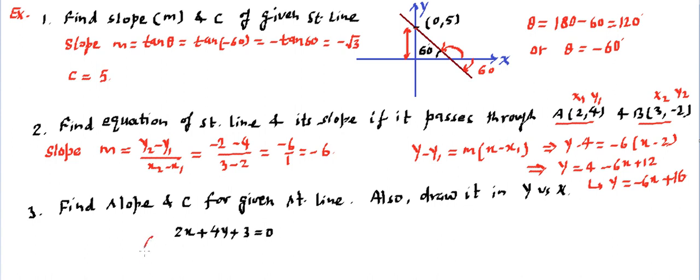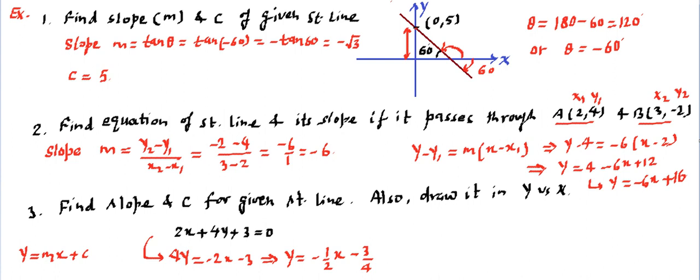So if this is the equation, we can rewrite it as 4y is equal to minus 2x minus 3. Then we can write y is equal to, dividing by 4, 2 by 4, this will become minus half x, then minus 3 by 4. Now you compare this with y equal to mx plus c. Wherever you compare this equation with y equal to mx plus c, then you can find what the value of m and what the value of c is.